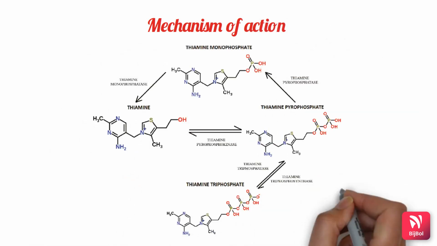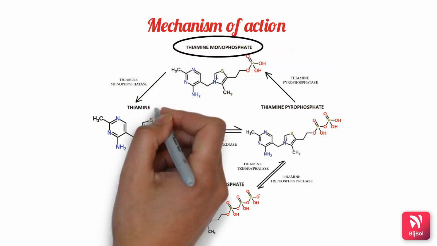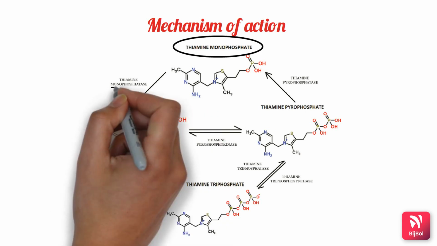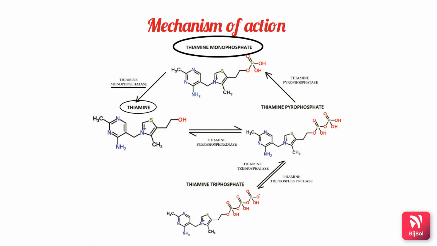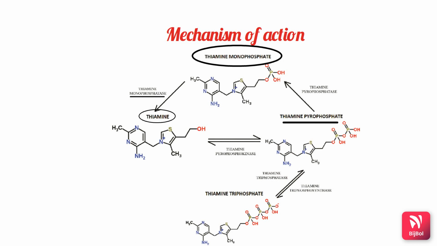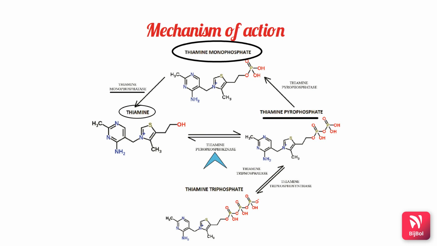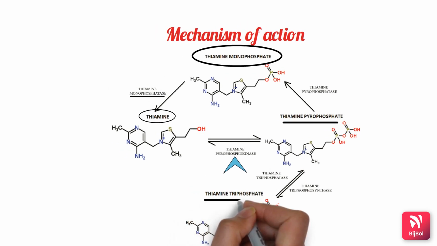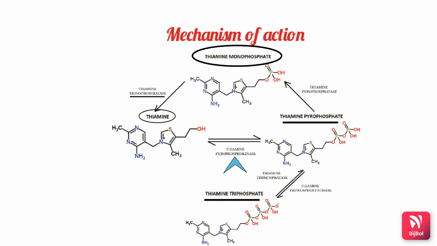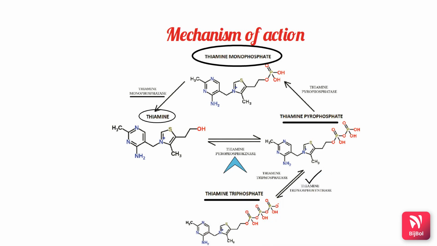Now let us know in detail about mechanism of action of vitamin B1. So let us look into this picture for the better understanding of the mechanism of action. Thiamine monophosphate will result in the formation of the thiamine under the enzymatic activity of thiamine monophosphatase. This thiamine gets converted to thiamine pyrophosphate under the enzymatic activity of thiamine pyrophosphokinase. So the thiamine pyrophosphate, which is formed from the thiamine, is finally forming the thiamine triphosphate, which is helpful in the enzymatic reactions. So this reaction is catalyzed by thiamine triphosphosynthase.